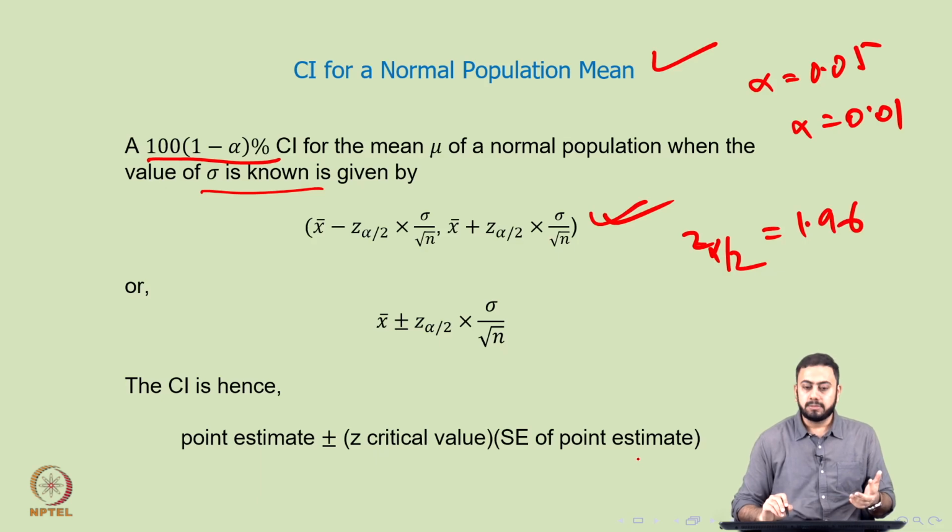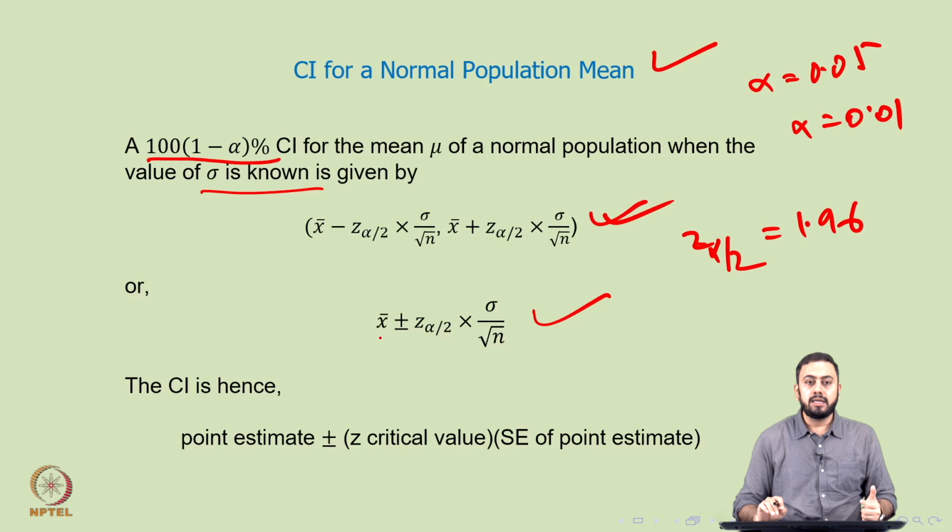Anyway, this is the interval for a normal population mean. So, if you start with a set of random variables having a normal distribution, then a 100 into 1 minus alpha percent CI for the unknown parameter mean of a normal population happens to be exactly that. Many people use this standard notation also. Rather than writing a lower bound, comma, upper bound structure, I can write x bar plus and minus Z alpha by 2 into sigma by root n.